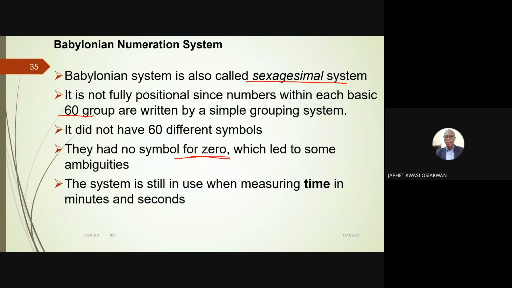Let's take note of that. And so that makes the addition and subtraction sometimes cumbersome, very difficult to do. And this system, we are still using it. Even in Ghana, we still use the Babylonian system. We use it in our time, our watches. You see that 60 seconds make 1 minute, 60 minutes make 1 hour. So that is based on the Babylonian system. So we are also practicing that. We are also using their system. So it is widely used.